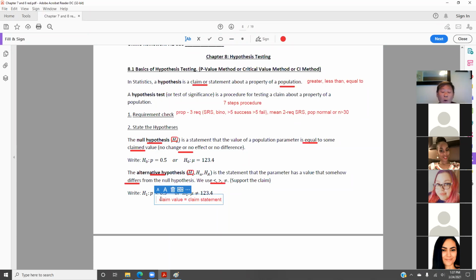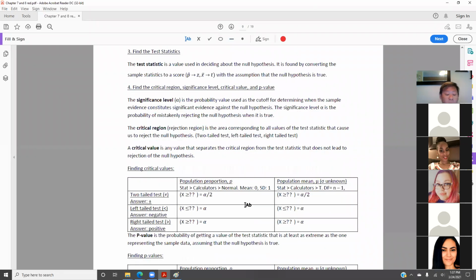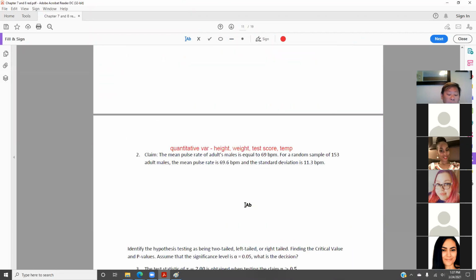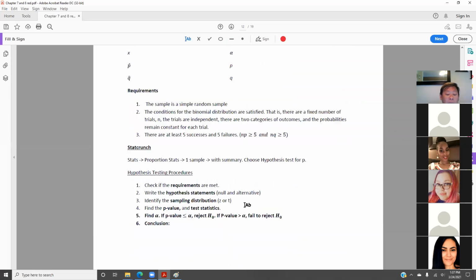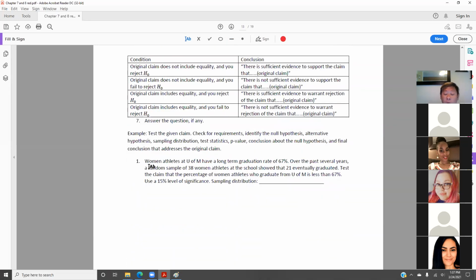When you read the questions, they always give you the claim statement, and that claim statement usually has a number in it. For example, again, take 8.2. You can see the claim statement here. If you read this question in 8.2, there is a claim statement. Anyone figure out where the claim statement is?